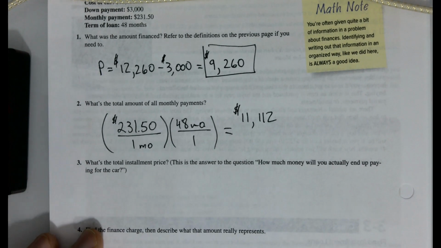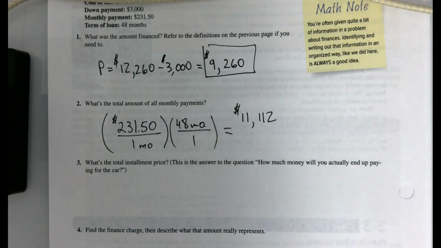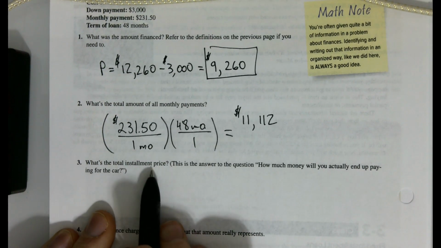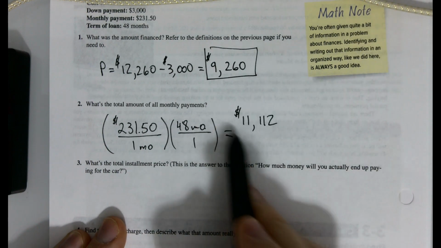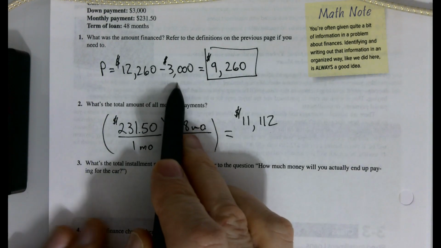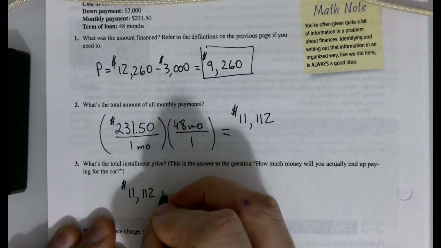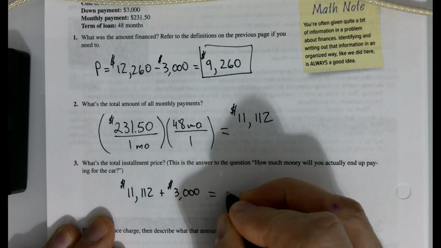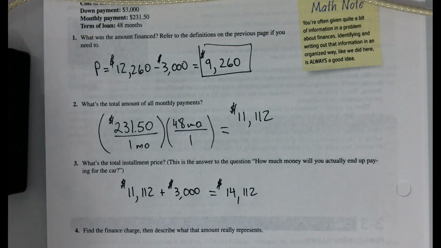So what's the installment price? Well, I kind of don't like how our author does this. The total installment price, what I like to think about is how much total will we have paid? Well, we're going to have paid this much money plus this much money. So it's the $11,112 we paid for the 48 months plus the $3,000 we paid as a down payment, which equals $14,112. That's the total amount of money we will have paid to buy this car.